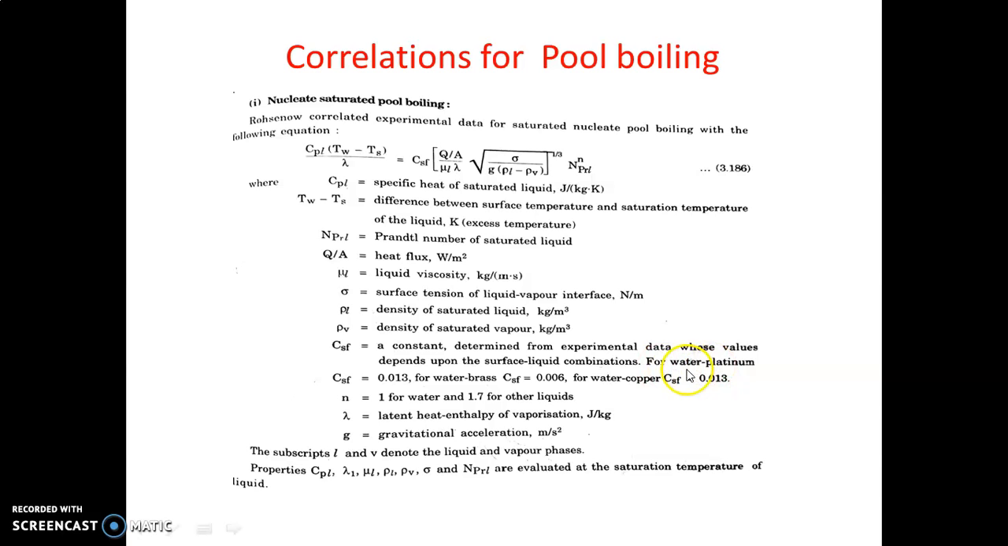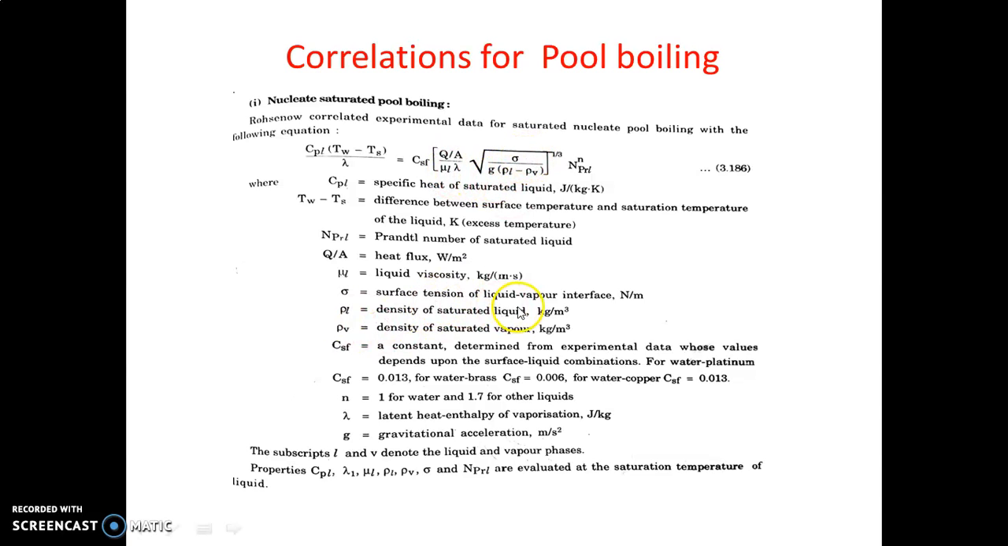For example, if we take water and platinum, where platinum is the surface and water is the liquid, CSF is 0.013. For water and brass we have CSF 0.006, and water and copper 0.013. In this way we can calculate the various values of CSF from experimental data. Then you have to put into the square bracket Q by A, which is the heat flux in watt per meter square, divided by mu L, the liquid viscosity in kg per meter second. Then again lambda, the latent heat of vaporization, multiplied by the square root of sigma.